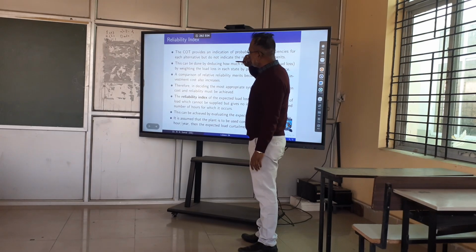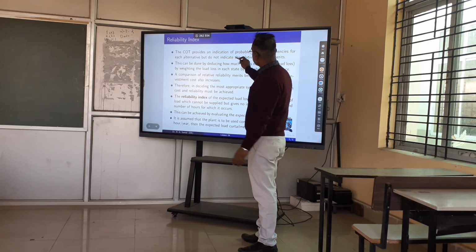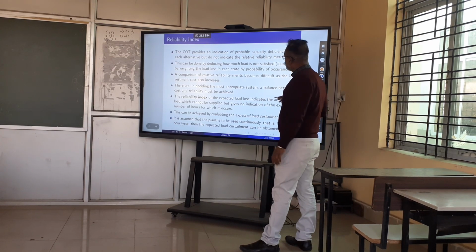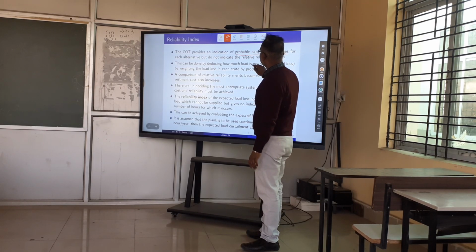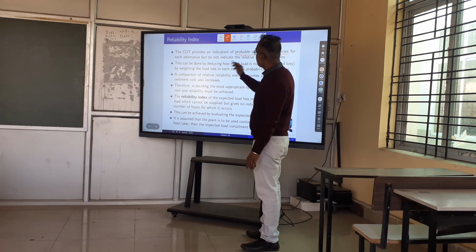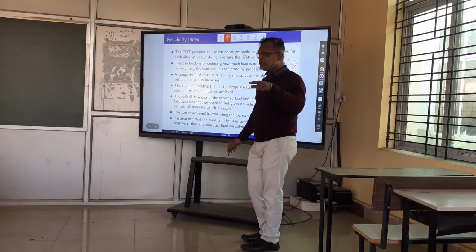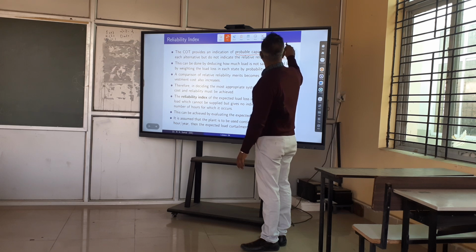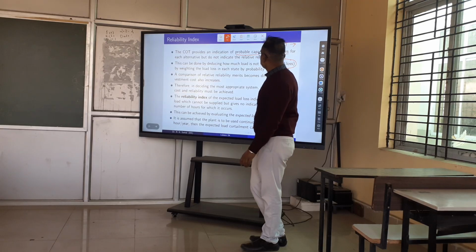So what does the COT provide? We'll see in the problems. The COT provides an indication of probable capacity deficiencies for each alternative, but does not indicate the relative reliability metrics. It will only show you the probable capacity deficiencies, but never the relative reliability. That can be done by using how much load is not satisfied, or load loss. This we will see later. So from the COT we obtain the reliability index. The first step is obtaining the COT.